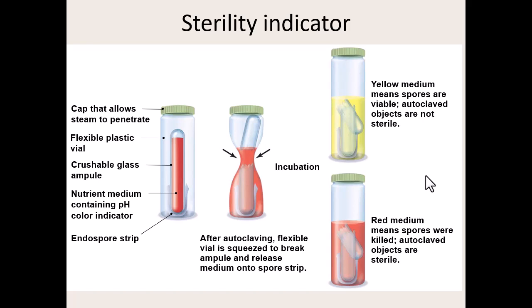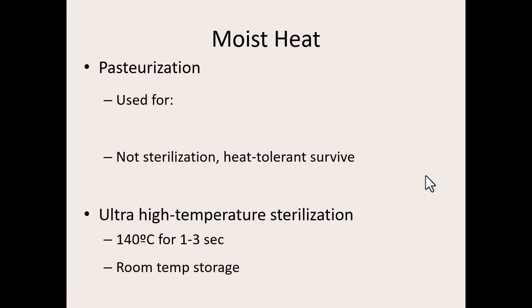This is showing one that's in a glass vial. It's called an endospore strip, meaning if you can kill endospores, you've gotten to the sterilization method. And if it turns yellow, that means it worked. If it stayed pink or red, it didn't work. You, for whatever reason, didn't get up to that temperature for long enough.